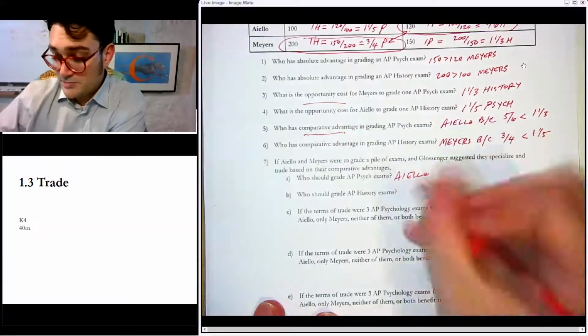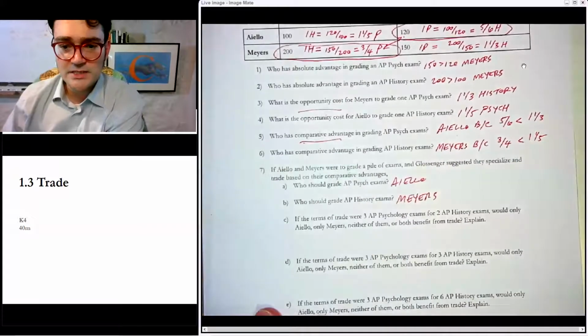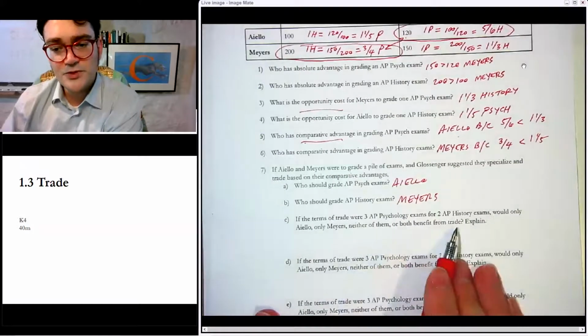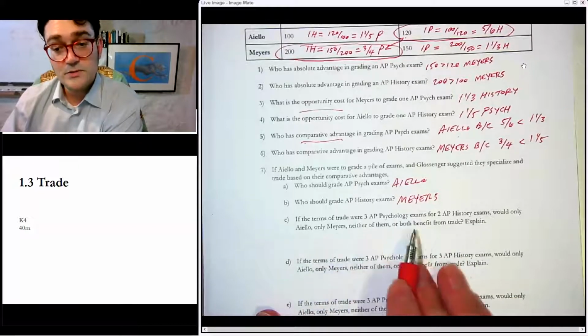Who should grade history? The other guy, Myers. Now we've got some terms of trade questions. If the terms of trade were 3 psych for 2 history, who would benefit? Only Aiello, only Myers, neither, or both?